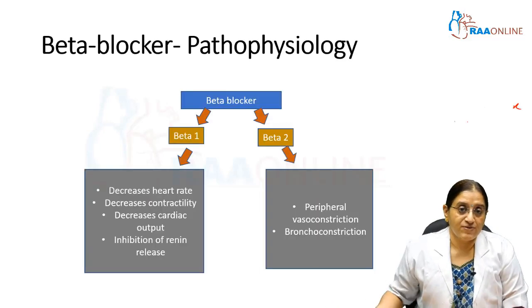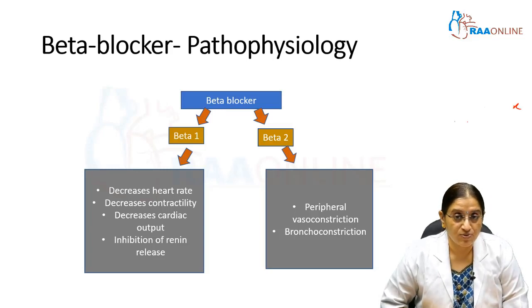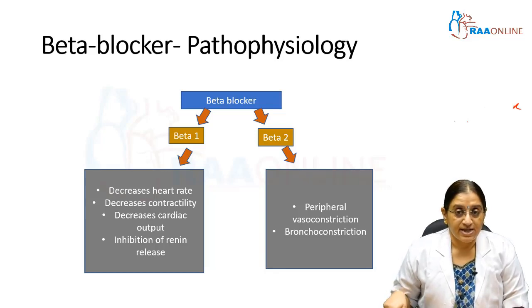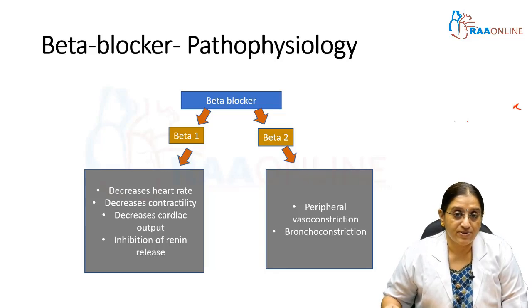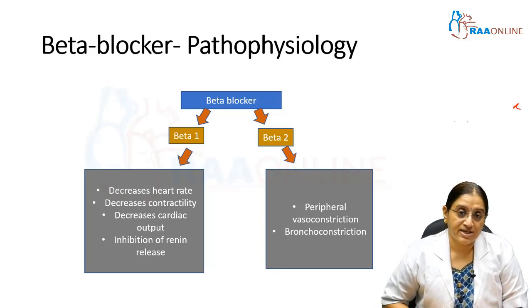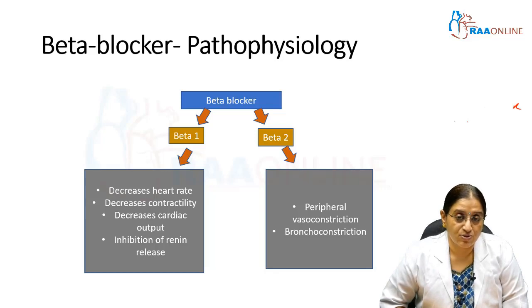For beta blockers, we'll first discuss the pathophysiology, because how these act will show what complications can occur when there is an overdose. Beta blockers mainly act on the beta 1 and beta 2 receptors, which are present in the heart and the peripheral blood vessels as well as in the lung. There are selective and non-selective beta blockers. The selective beta blockers act mainly on beta 1 receptors. Examples are atenolol and esmolol. The non-selective beta blockers act on beta 1 and beta 2 receptors.